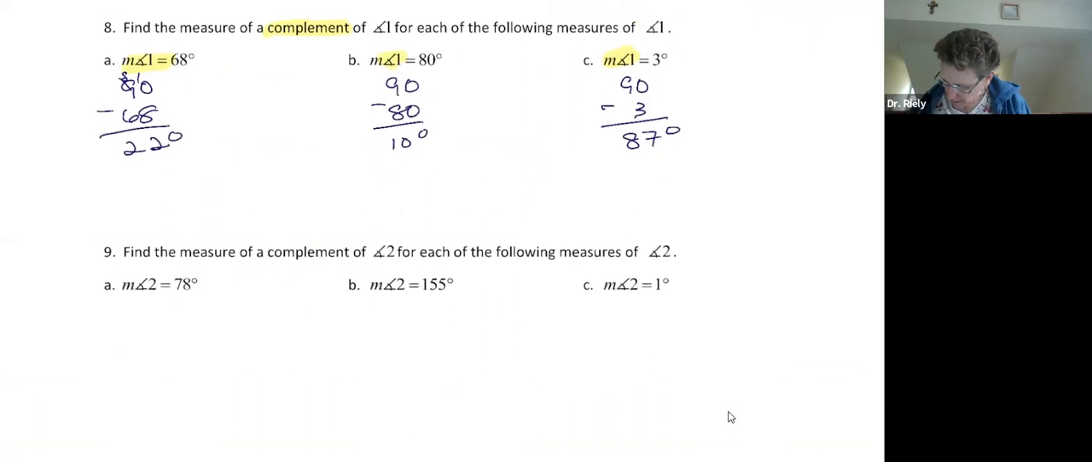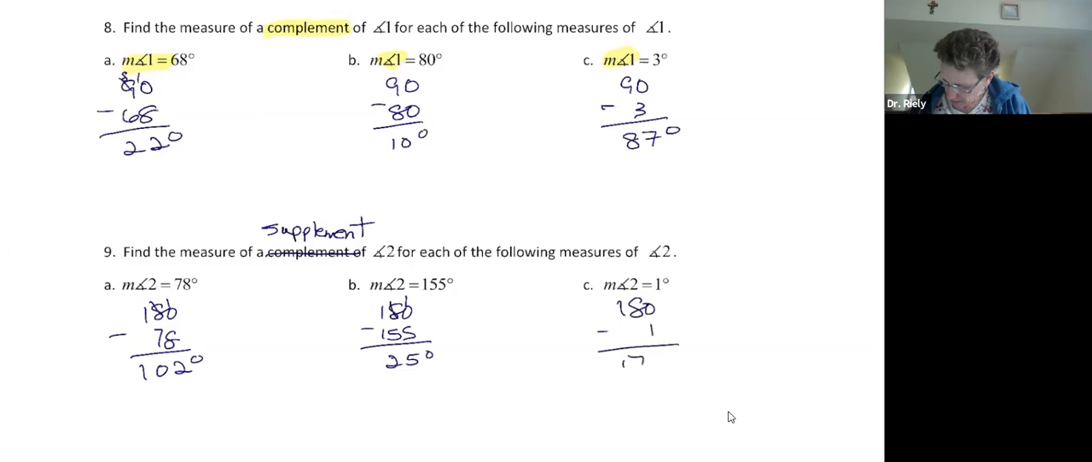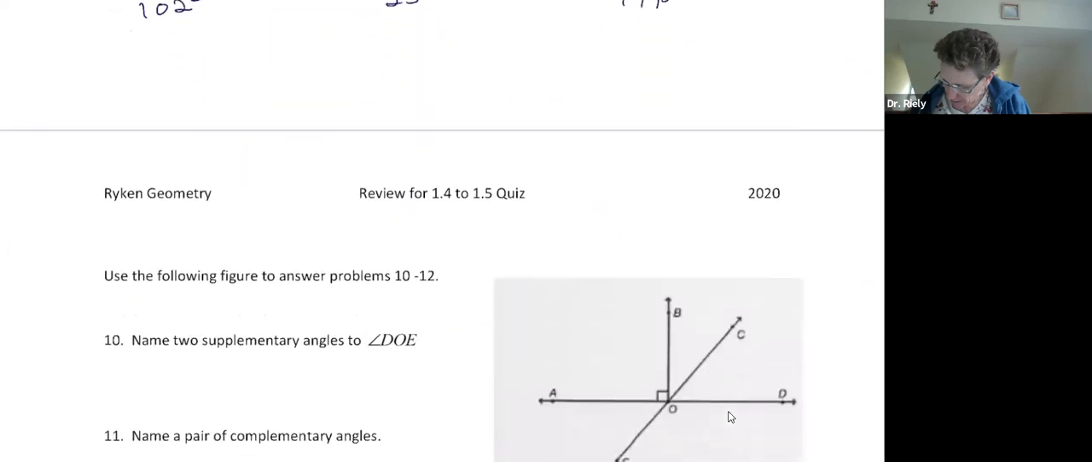Okay, so I'm going to change one thing, and the change will be made before you see this, but this is going to be supplement. Okay, if angles are supplements, they're going to add up to 180. So I'm going to say 180 minus 78, and that should be 102 degrees. 180 minus 155, and that should get me 25 degrees. And then 180 minus 1 degree gets me 179 degrees, and those problems are taken care of. Okay, so know your definitions. That's going to be the key to your success.